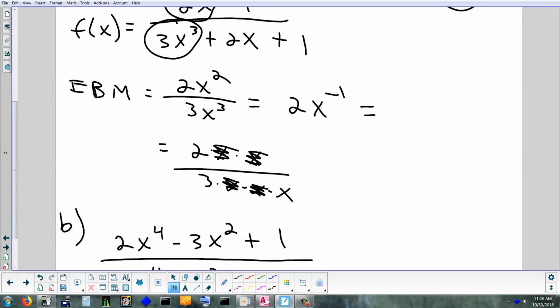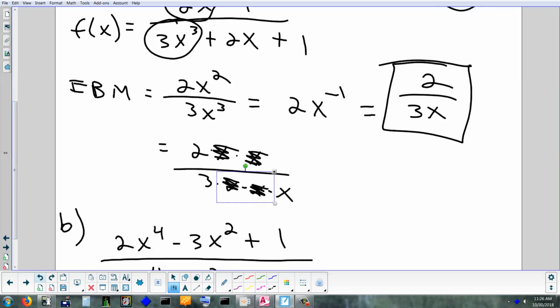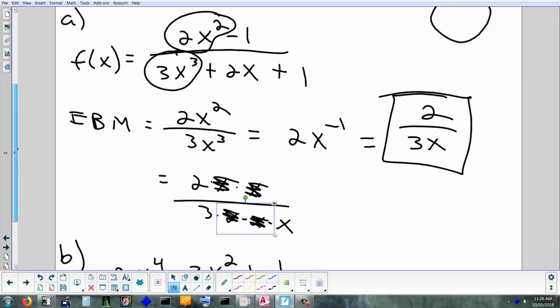Look where the x is left. I'm left with a single x and it's in the bottom. That's what a negative exponent means. This is how many you're left with. 1. That's where it is. Negative means bottom. 1 means 1 in the bottom. So 2 divided by 3x. That's your end behavior model.